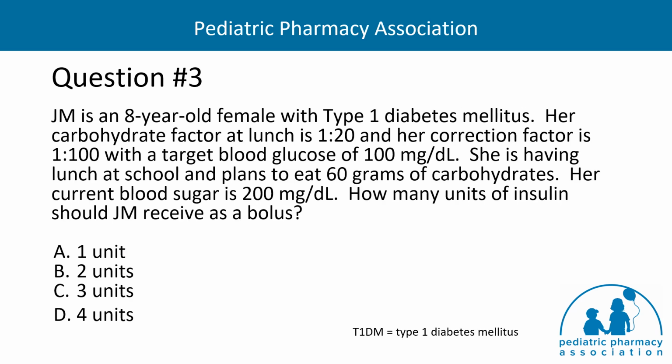So question 3 is a case-based question. Here we have an 8-year-old female with type 1 diabetes mellitus. Her carbohydrate factor at lunch is 1 to 20, and her correction factor is 1 to 100 with a target blood glucose of 100 milligrams per deciliter. She has lunch at school, and today she's planning to eat 60 grams of carbohydrates. When she checks her blood sugar, it's 200 milligrams per deciliter. So how many units of insulin should JM receive as a bolus?